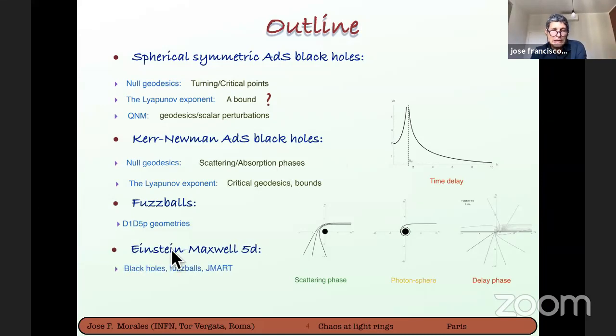Okay, finally, I will extend the analysis to other 5-dimensional geometries, including black holes, fuzzballs, and JMaRT. This is an ongoing project. Therefore, here you will find a lot of holes in our actual understanding. But I wanted to present anyway some preliminary results, and then I will draw some conclusions.